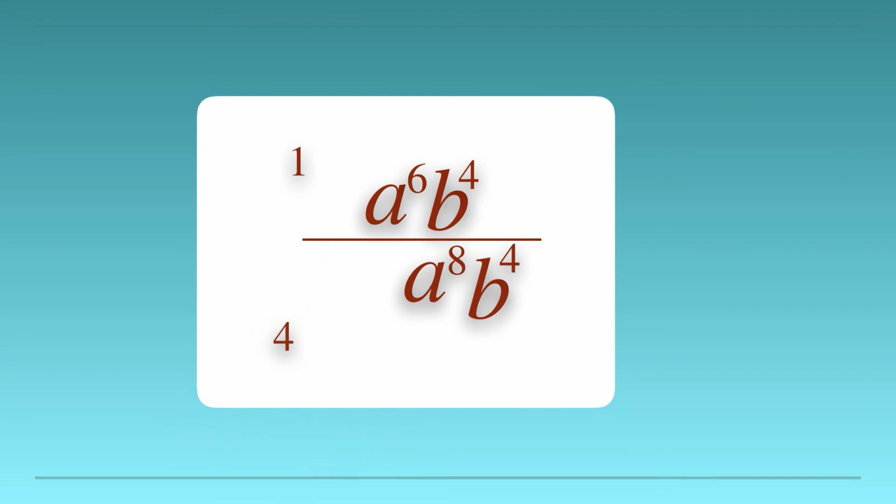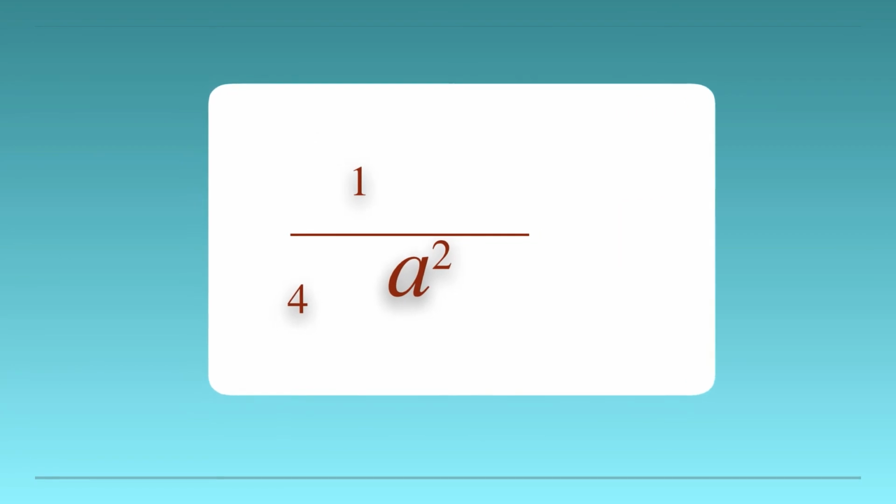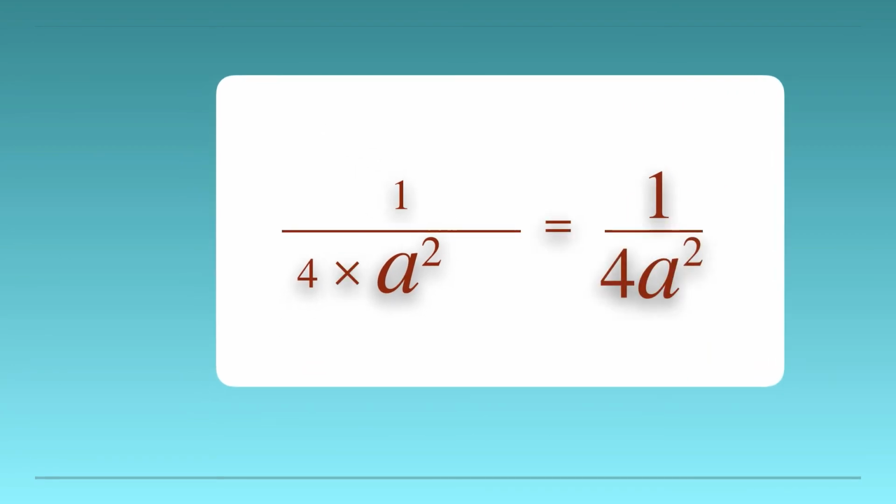There are 6 a's in the numerator and 8 a's in the denominator, so it cancels all 6 a's from the numerator but leaves only 2 a's in the denominator. There are 4 b's in the numerator and 4 b's in the denominator, so they cancel each other out altogether and b disappears from the expression. Now we can collect the surviving terms, which gives us 1 over 4a squared.